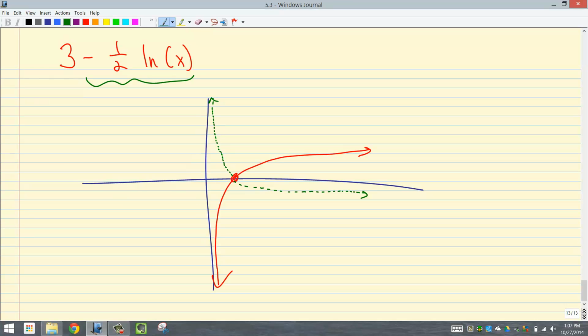And now what we've got to do is add 3 to this. So every point on this graph, add 3. That's what the 3 does. So it shifts it up 3 units. So the final graph will look something like this. And that's what 3 minus 1/2 ln of x looks like.